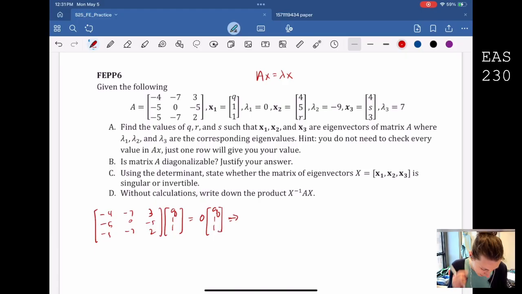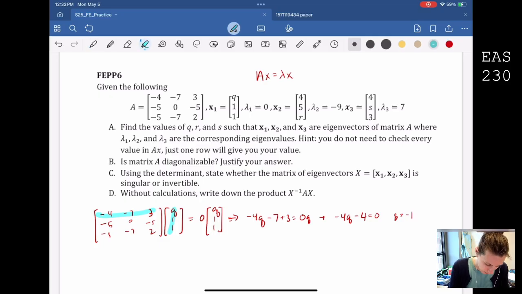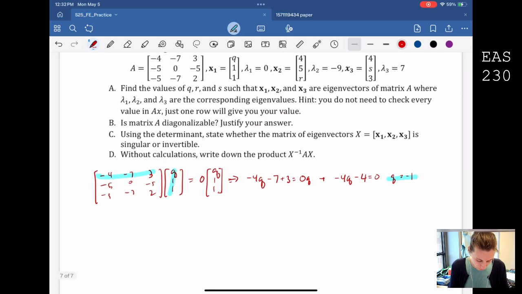So if I actually do this multiplication, I can use any row or any column I want. Where I can look at those ones, I can say negative 4Q minus 7 plus 3 equals 0. So this means that negative 4Q minus 4 equals 0, or Q is going to be negative 1. I will write that a little bit neater, so we know it's a Q. Q equals negative 1. And then I just repeat for my remaining ones.